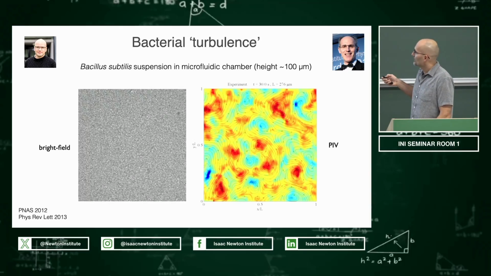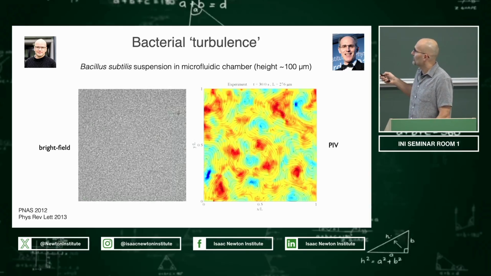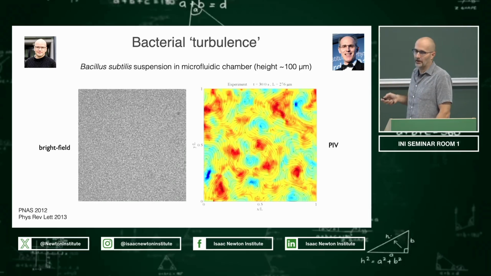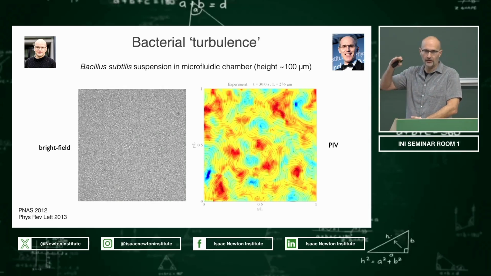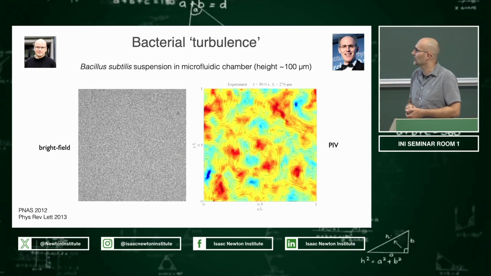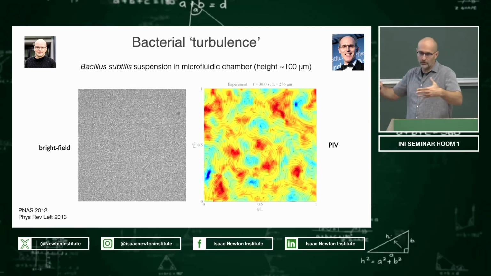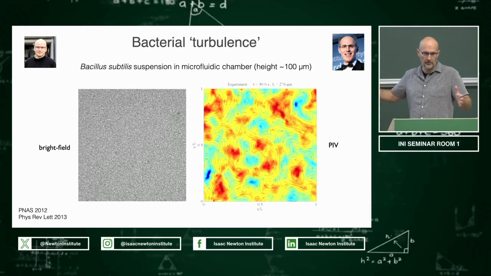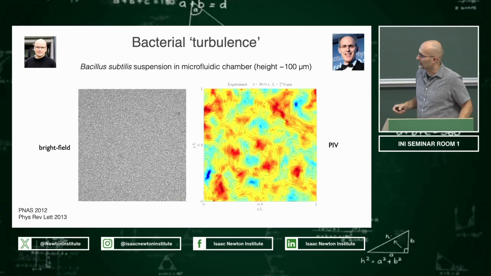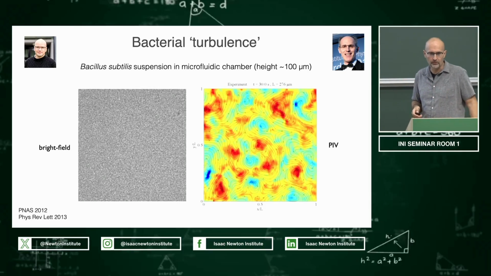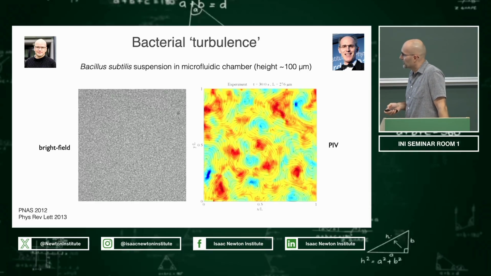So in this experiment, the height of the microfluidic chamber was about 100 microns, so it is basically much larger than the size of an individual bacterium. And the other two dimensions were essentially infinite, so they were on the millimeter scale. So it's kind of between 2D and 3D in terms of an experiment.